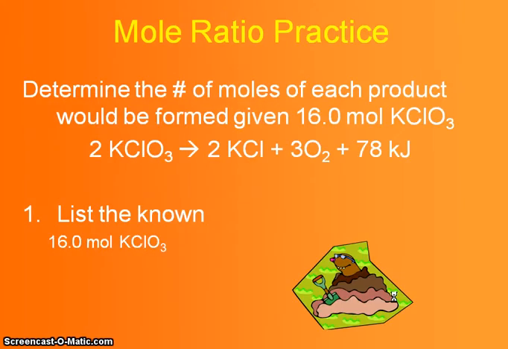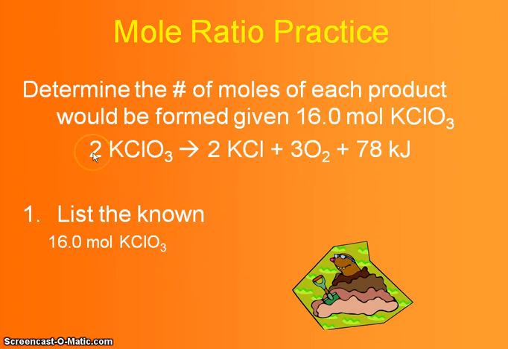This is just another sample problem. It says, determine the number of moles of each product that would be formed given 16 moles of KClO3. I already have my balanced equation, so that's done for me. I'm going to start my calculation with my known information, which is the 16 moles of KClO3. Now I need to find out how much of each of these products I could make. That will be a separate equation, one for each of those products.